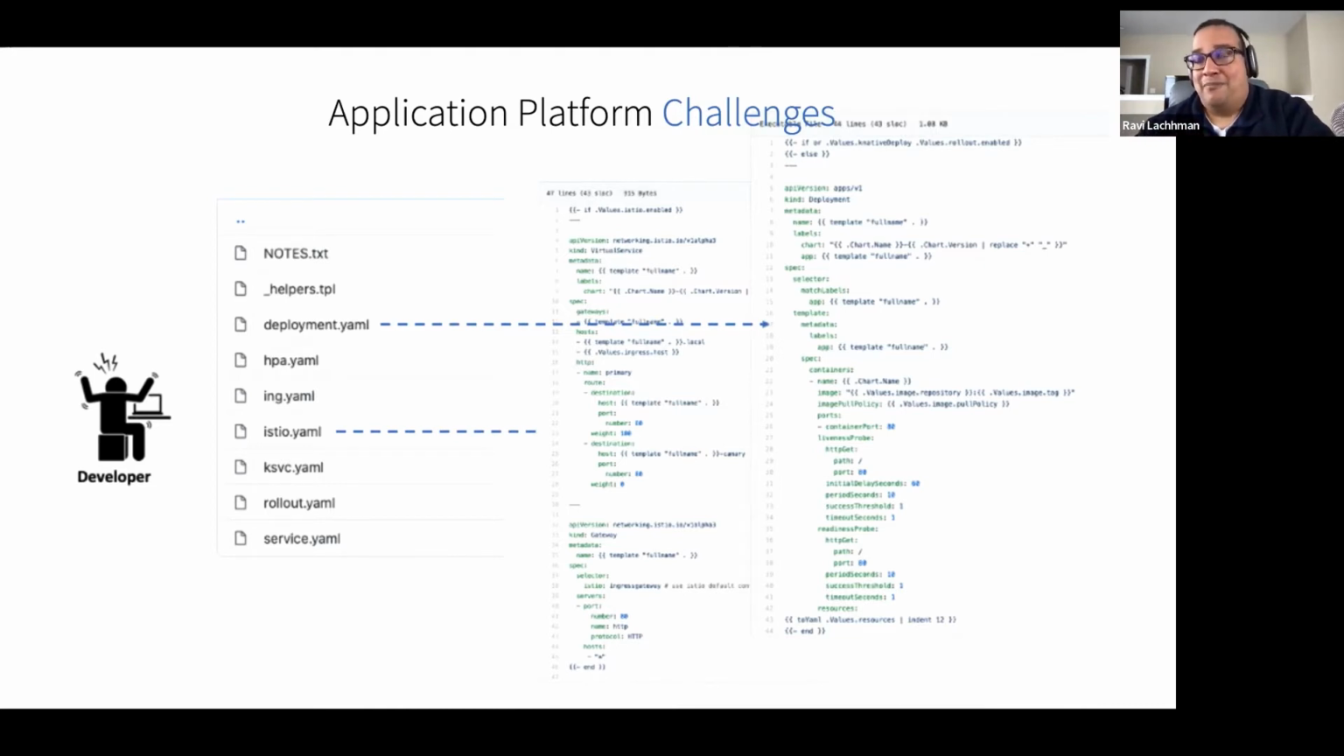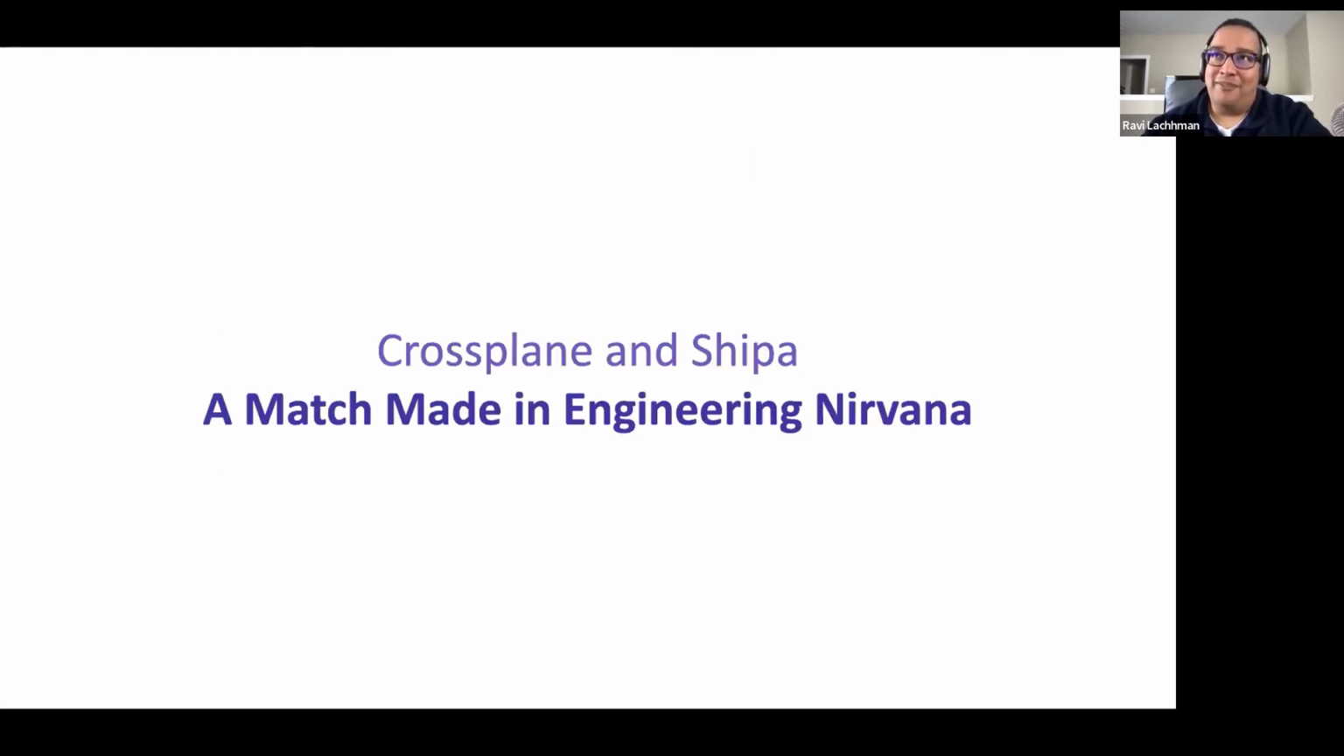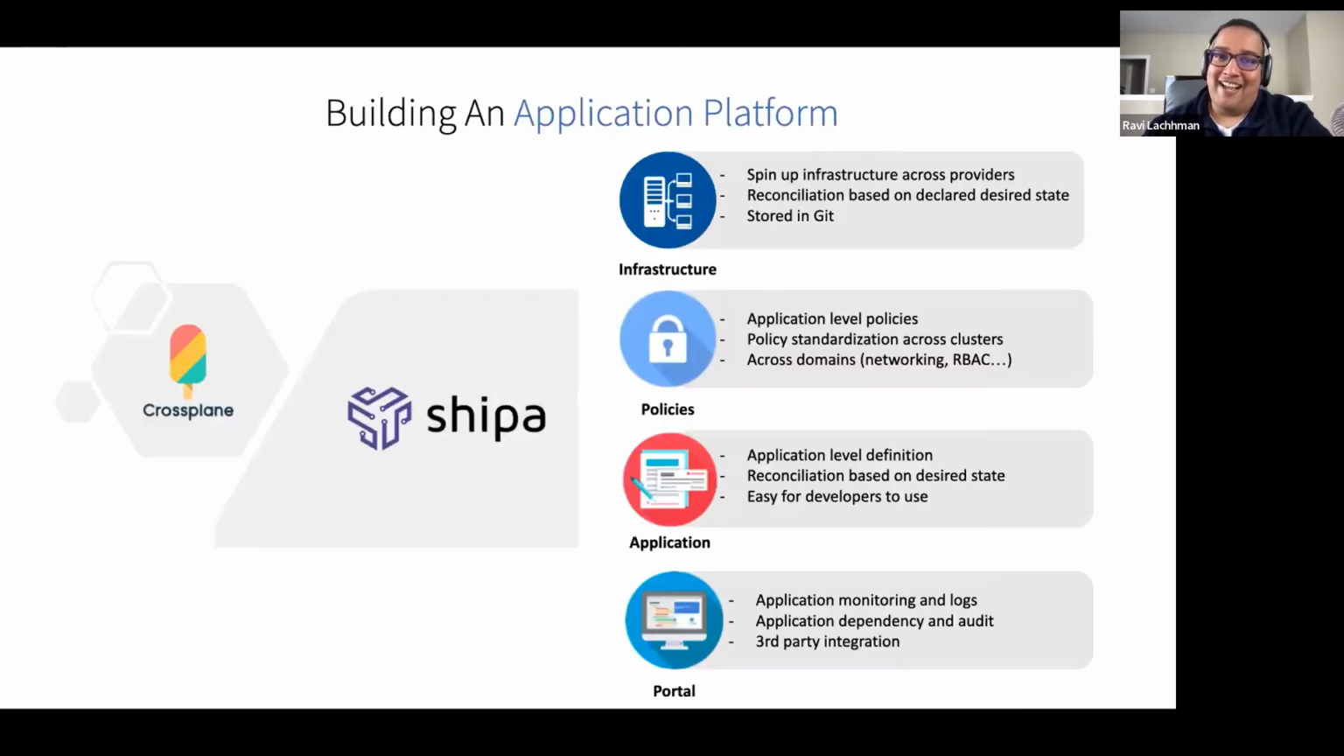And it might be simple for one person or one team, but if you have dozens of teams or dozens of people, and more so people come and go, right? And people's skill sets go and come, and how do you make that teachable? And this is where Crossplane and Shipa, a match made in engineering nirvana, comes in. So let me hand this over to Bruno now.